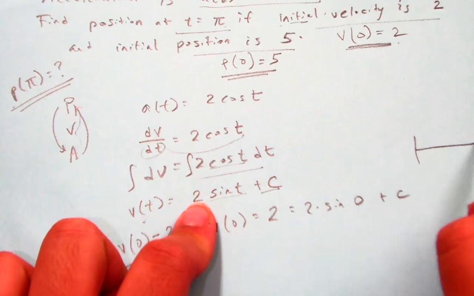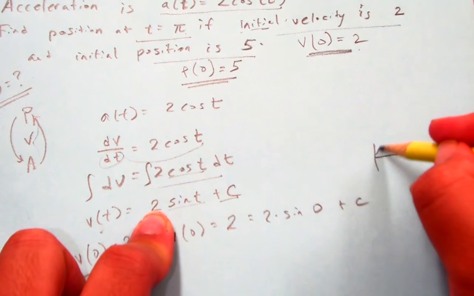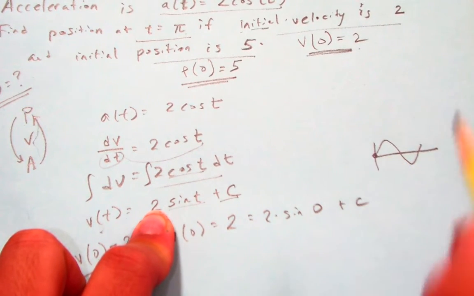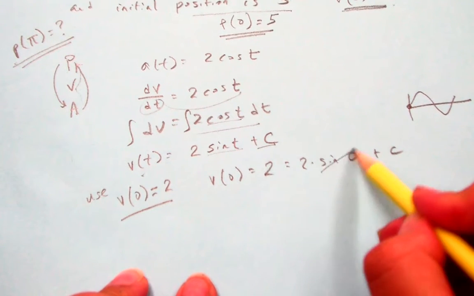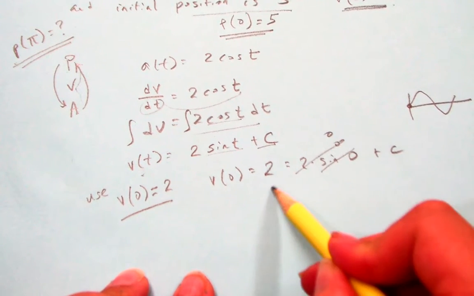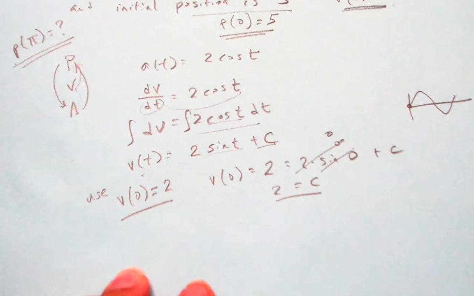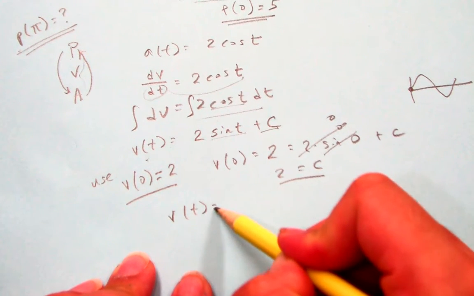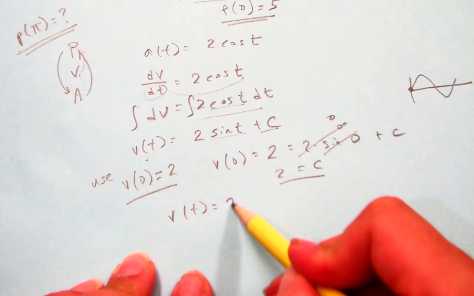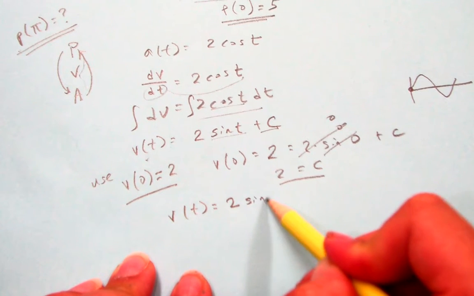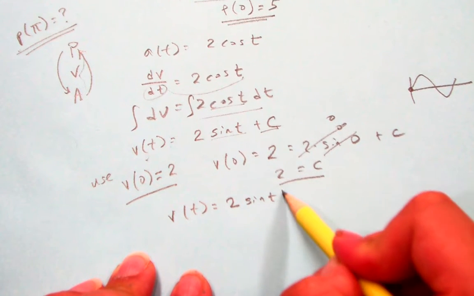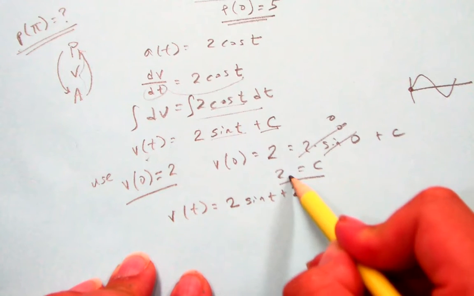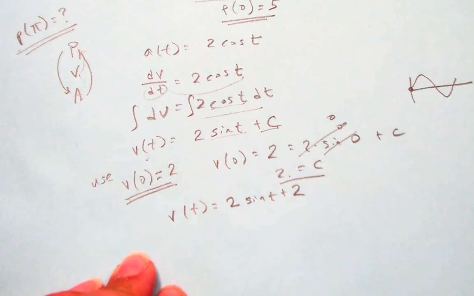So remember, the sine wave looks something like this, and at 0, it is 0. So sine of 0 is 0, 2 times 0 is 0, and thus 2 is equal to c. So my specific or particular solution is that velocity as a function of time is 2 sine of t, not plus some random constant, but plus this 2 that I just found, given this initial condition.